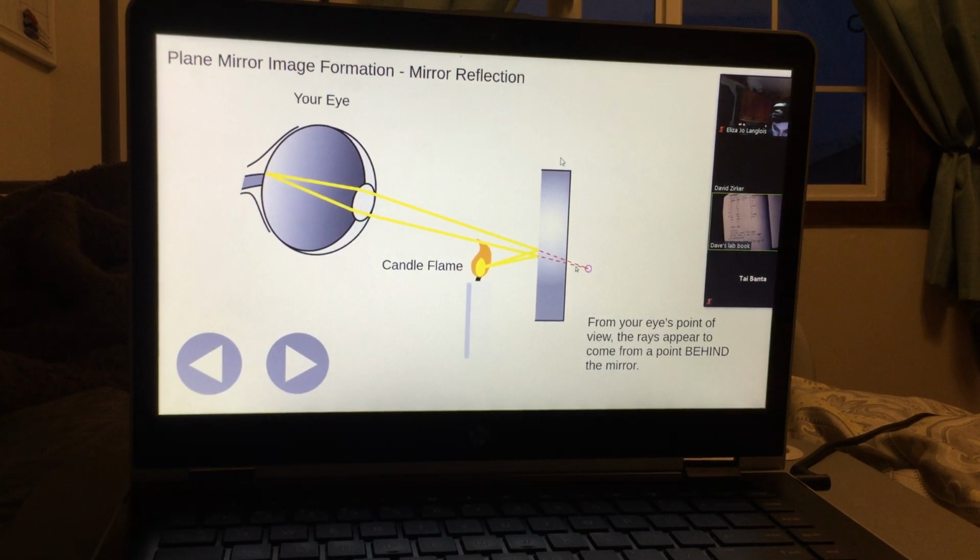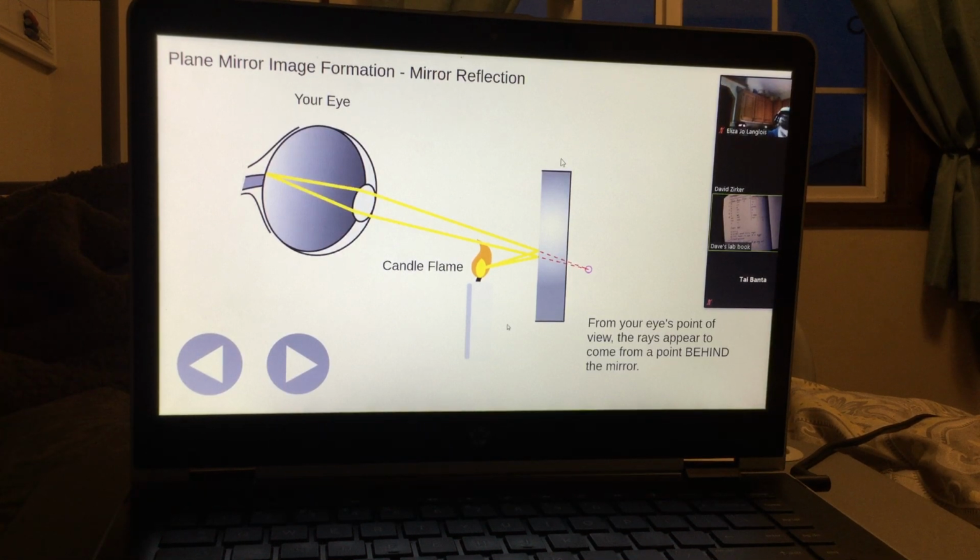You can't really see a virtual image very often. I'm trying to think of one where you actually can see one. I can't think of anything where you actually see the virtual image. But I would run through these interactive lessons, and it will definitely help a lot.